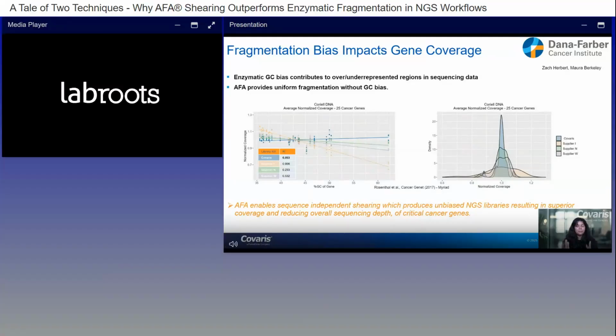Now, if you compare this to the Covaris peak in blue, you can see that it is a very tight, sharp peak centered around a normalized coverage of 1. And this means that all of your 25 genes are getting equal amounts of coverage, again, regardless of their respective GC contents.